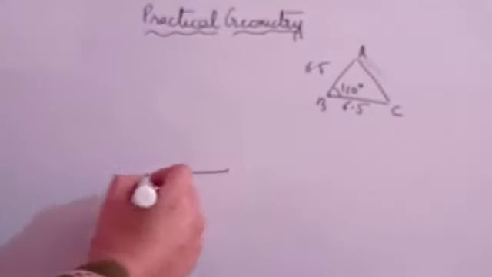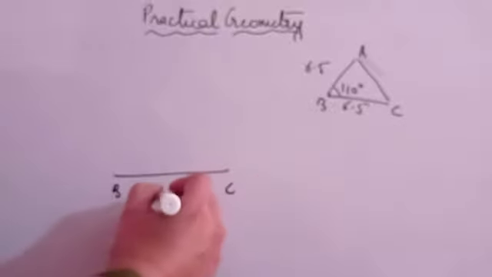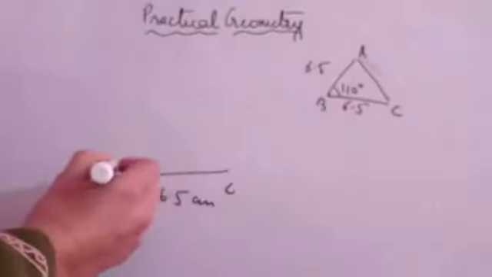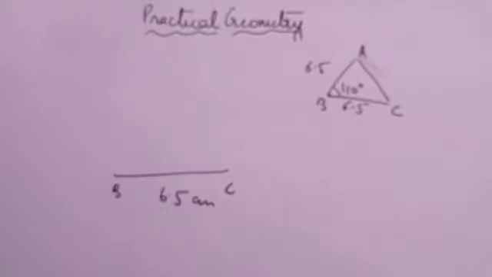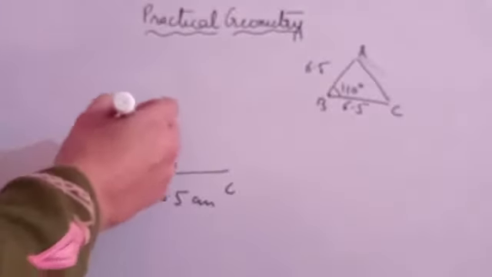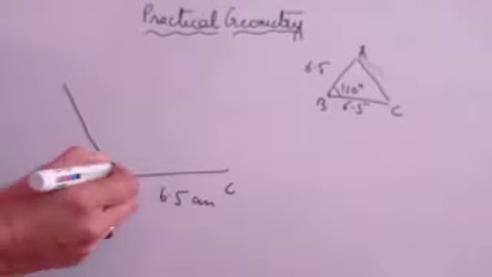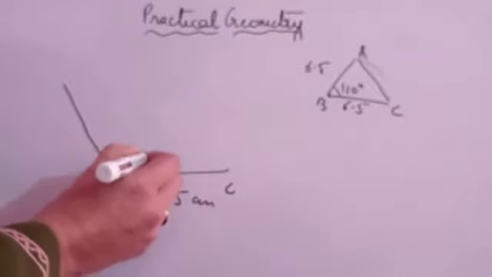So draw BC equal to 6.5 centimeter, and you can see at B draw an angle of 110. You know that it cannot be drawn with the compass, so draw it using the protractor. So keep the protractor and draw an angle of 110 degree. It is obtuse, so it will be like this, 110.